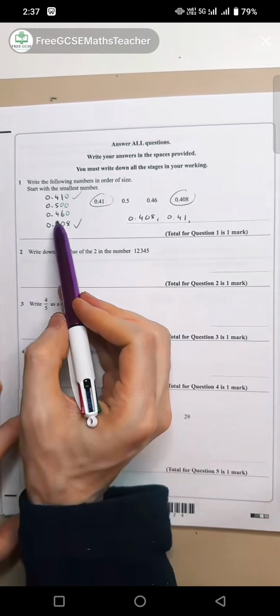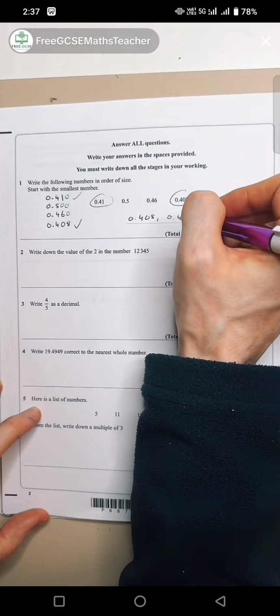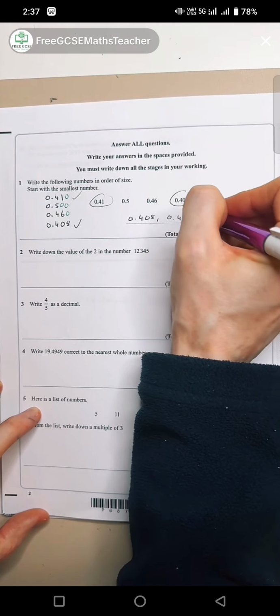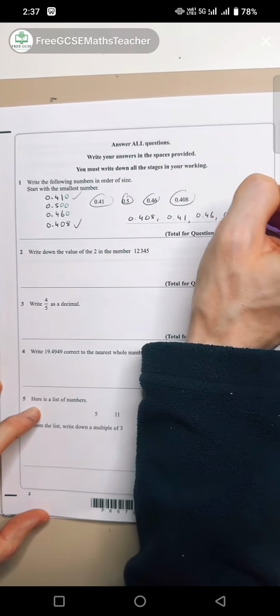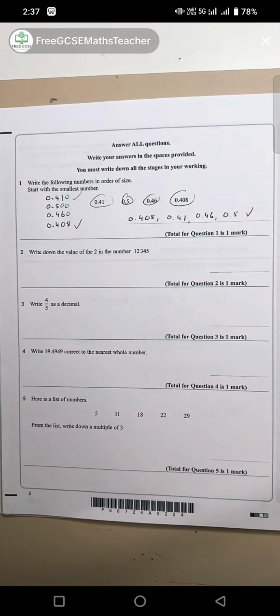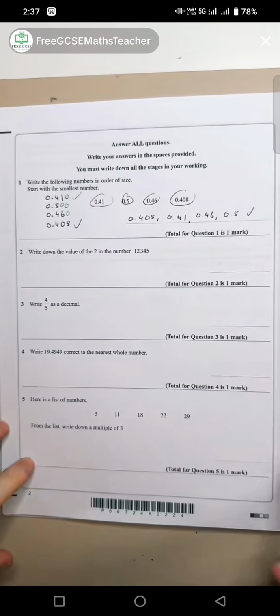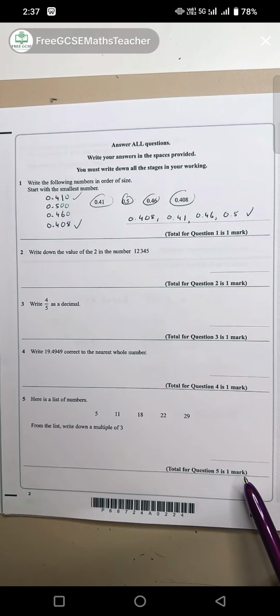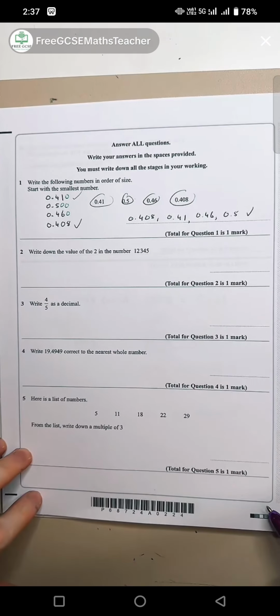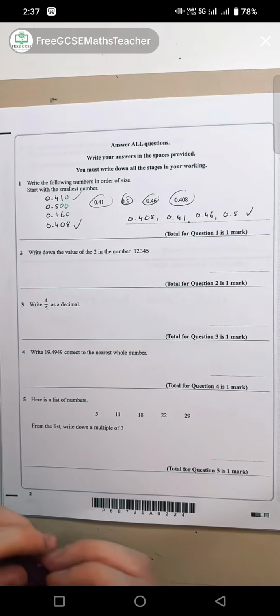Next smallest number, in this case, will be the 0.46. And then finally, the 0.5. So do whichever way works for you. It's 1 mark. Make sure you're banking that 1 mark. So if you need to write as a list, always start with the decimal point and then read off the smallest number. Next one here is we've got write down the value of the 2 in the number 12,345.